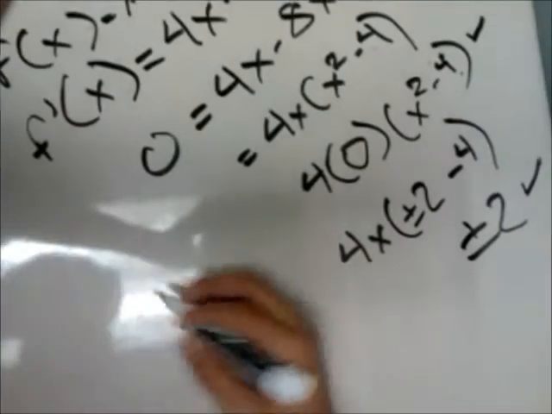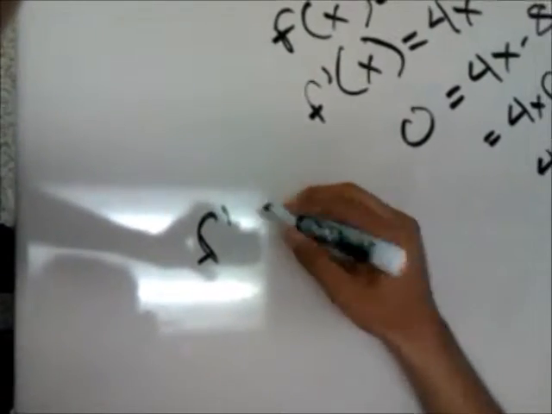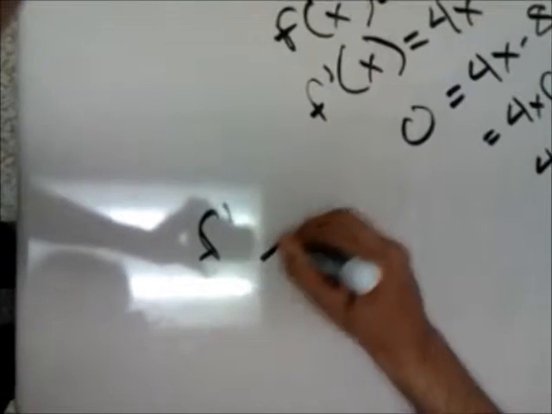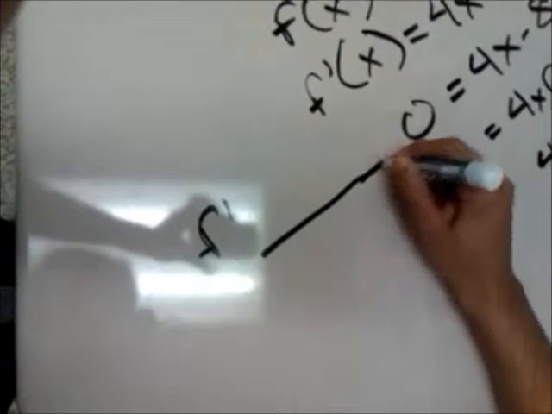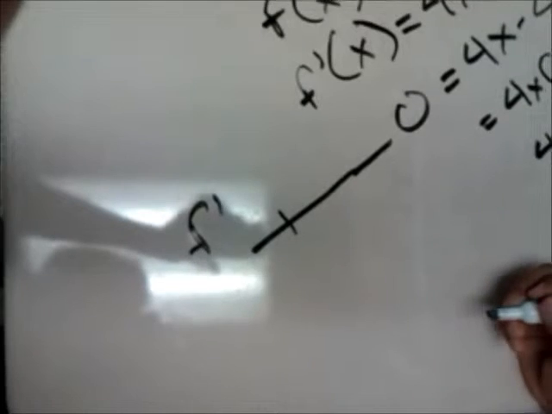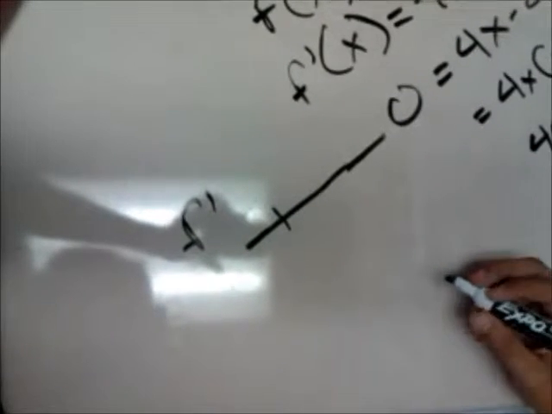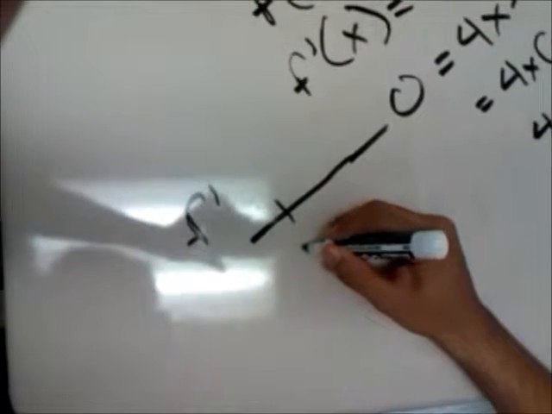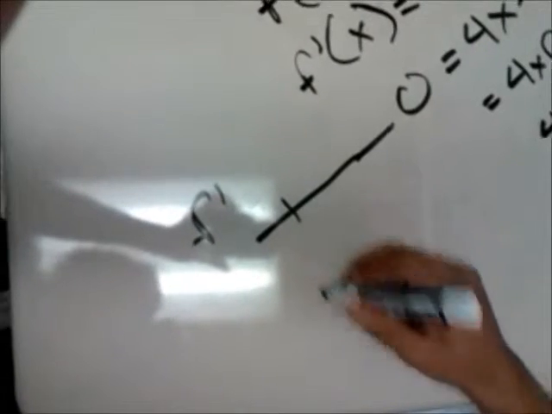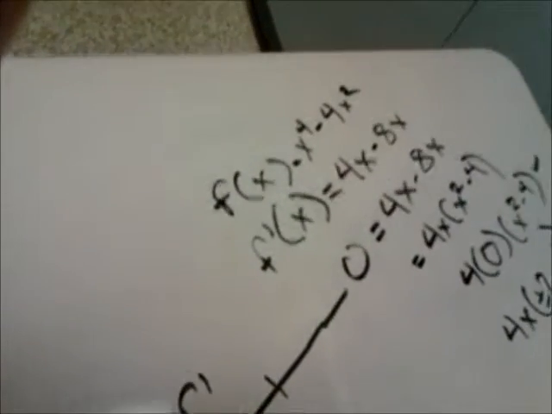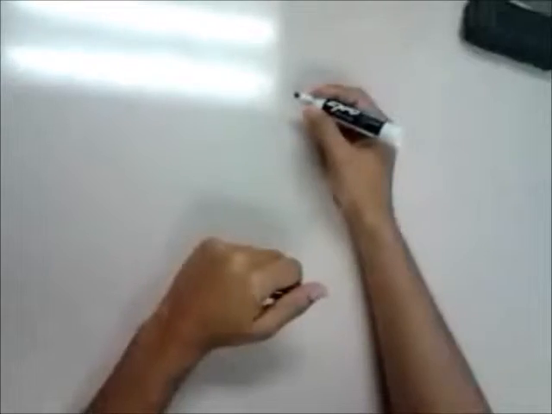Okay, so now we just sketch a little graph for f prime, which we just do like this, and we put the numbers that we found. Wait, I messed up. We're gonna start over.